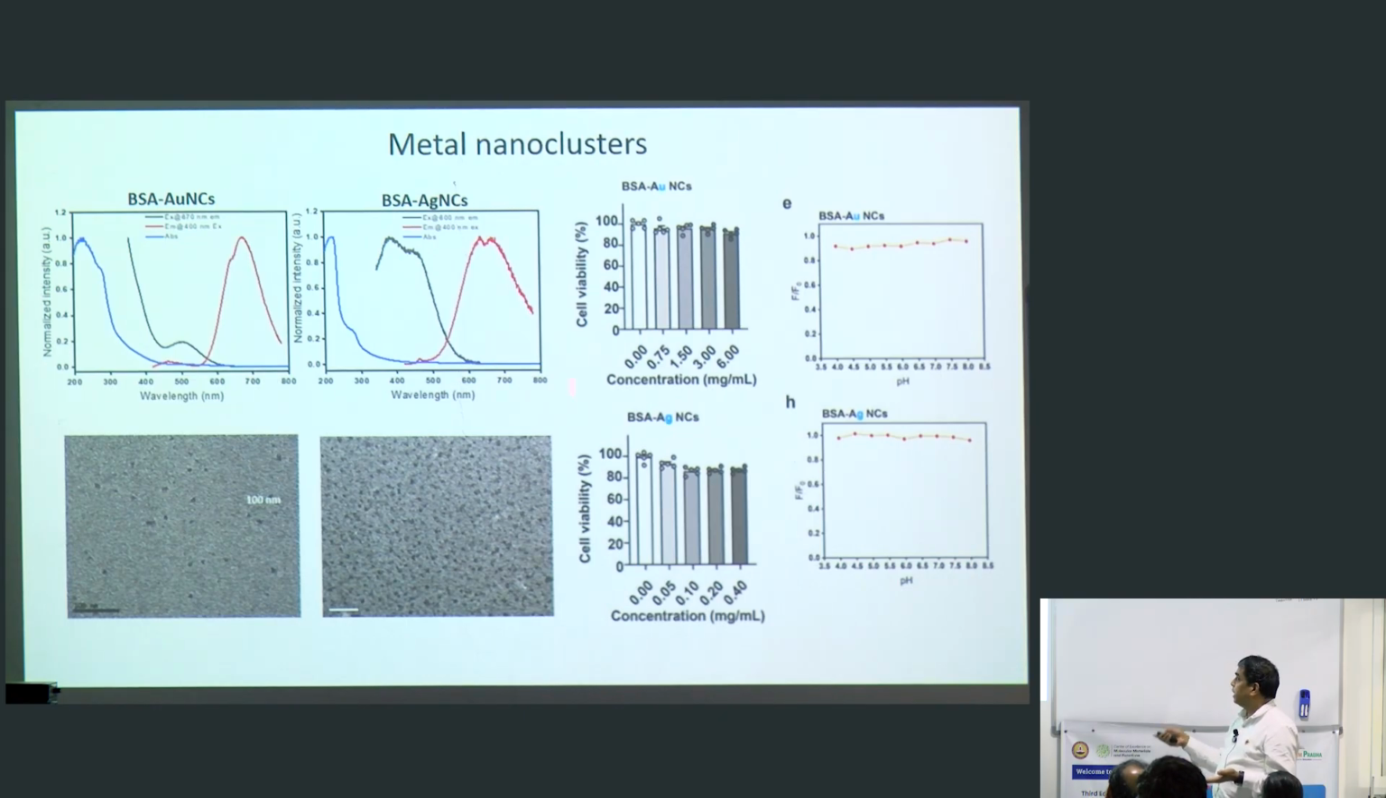So we checked the viability or the non-toxicity, and you can see that even with a high concentration, they are highly non-toxic. So these are very important materials to capture, and also they are quite stable within the physiological range of pH, starting from 4 to 8 pH. So their intensity is quite stable, right?